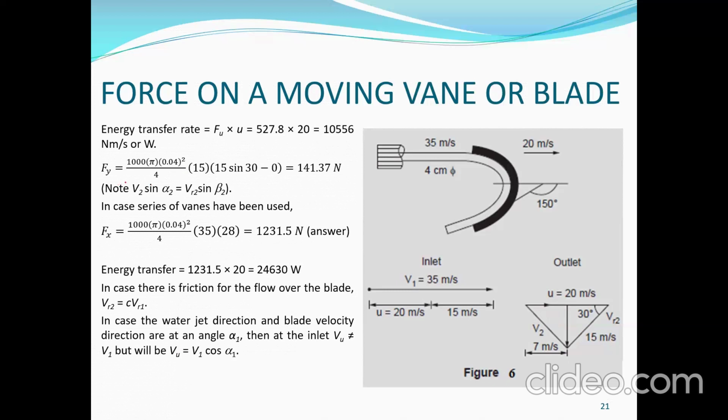The Y component, Fy is equal to 1,000 times pi times 0.04 squared over 4 times 15 times 15 sine 30 minus 0 is equal to 141.37. Note that V2 sine alpha is equal to VR2 sine beta. Yan ang mga identities dyan sa triangle. In case series of vanes have been used, Fx equal to 1,000 times pi times 0.04 squared over 4 times 35 times 28 is 1231.5. So energy transfer is 1231.5 times 20 is 24,630.